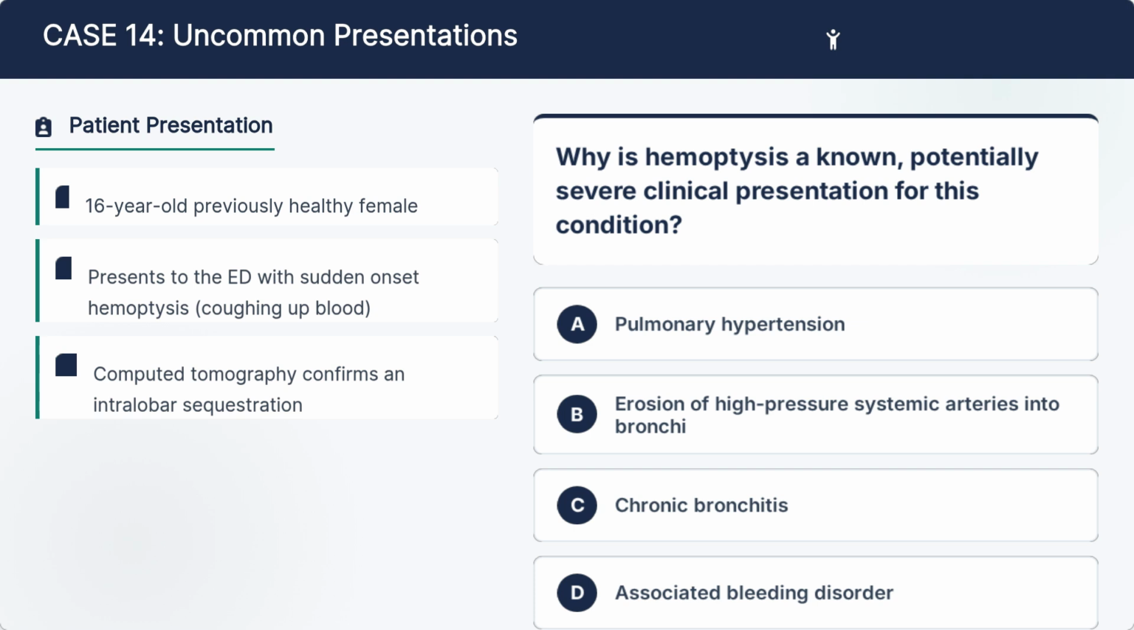Option A. Spontaneous pneumothorax causing tearing of pleural vessels adjacent to the sequestration. Option B. Erosion of the high-pressure anomalous systemic artery into the bronchial tree caused by chronic infection and inflammation. Option C, rupture of an esophageal varix due to portal hypertension from hepatic involvement. Option D, pulmonary embolism causing hemorrhagic infarction within the sequestration. Think about what repeated cycles of infection do to the tissue surrounding a high-pressure arterial vessel over years.